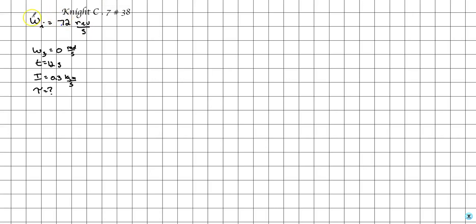So the first thing we need to do before we get started is convert this initial rotational velocity from revolutions per second to radians per second. And the way you do that is just by saying that one revolution is equal to 2 pi radians. And that gives you an angular velocity of 4.52 radians per second. Now we can go about solving the problem.